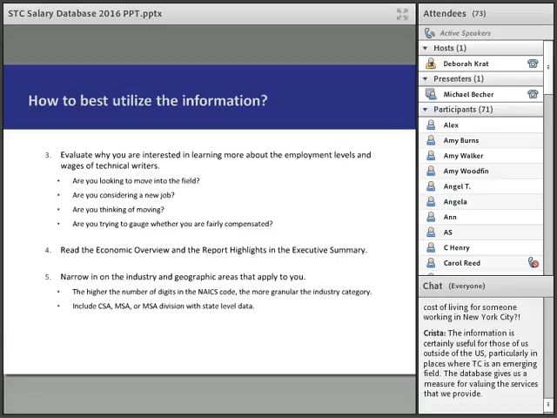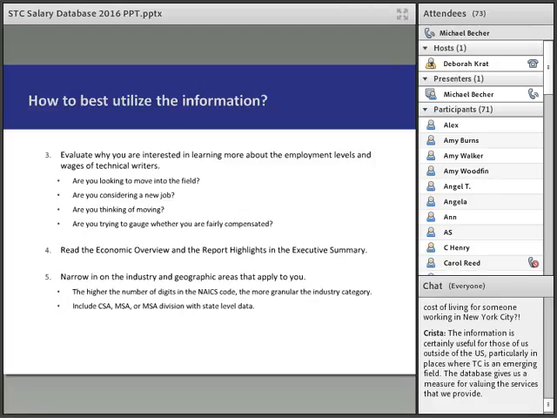So then the fourth step is basically starting out to read the economic overview and the report highlights in the executive summary of the report. We'll go over some of that information here, but that's just a good way to get started, understanding what the economy is doing, understanding some of the key trends, and then diving into the data with that knowledge in mind. The fifth step is to narrow in on the industry and geographic areas that apply to you.